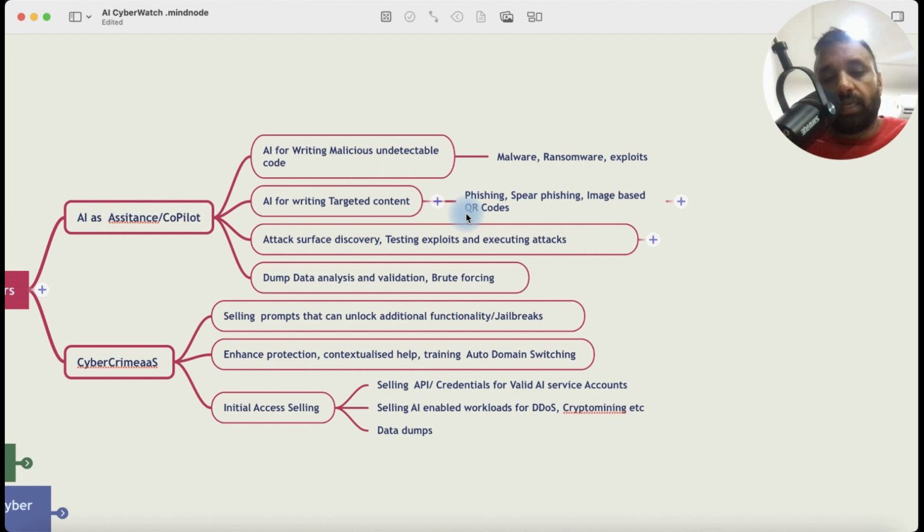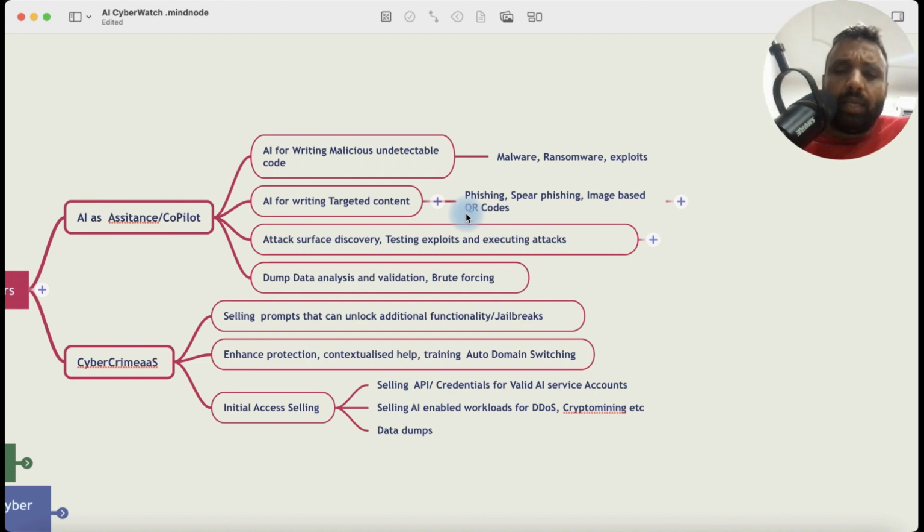The second would be indirect use of AI in cybercrime as a service, and this could include ransomware as a service, malware as a service, stealer as a service, phishing as a service, or any other form of as a service on the cybercrime side. It could simply start by selling prompts that can unlock additional functionality or jailbreaking. I'll give you one of the examples of how to create a malicious code using ChatGPT, fooling it. The second would be use of AI for enhanced protection, contextualizing help, training on the service, and of course auto domain switching. In case the system detects something malicious, it can use AI to automatically switch domains. So anything that can improve the customer experience for cybercrime as a service, I'm sure cyber criminals will use AI there, just like enterprises would.